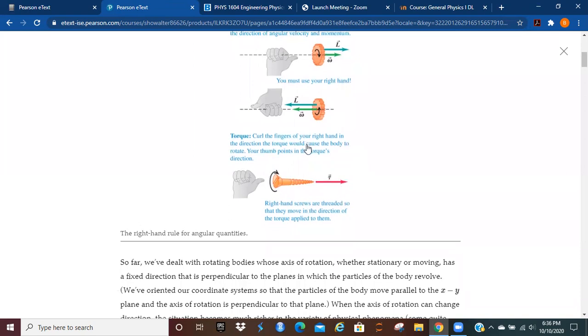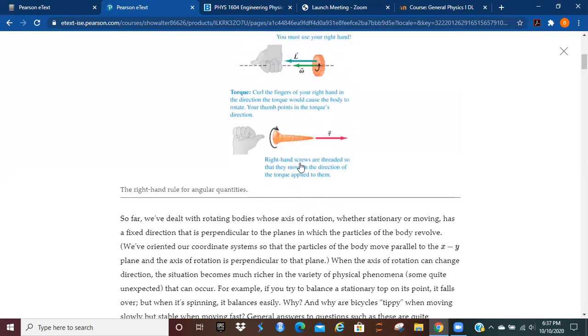For torque, you're going to curl the fingers of your right hand the direction the torque would cause the body to rotate. So if you've got something here, just like a screw, and it's rotating this way, put your fingers like that. The thumb is going to point in the direction of the torque. Right-handed screws are threaded so that they move in the direction of the torque that's applied to them.